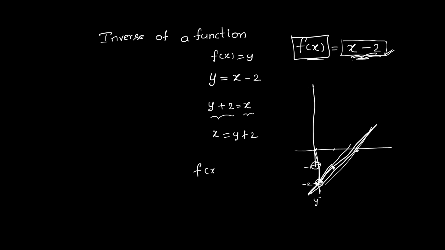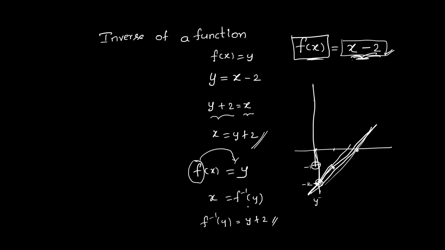If f of x is equal to y, now if this function goes to that side, it will become inverse. So x is equal to f inverse of y. What did we get as the value of x? Y plus 2. That means f inverse of y is y plus 2. Right? It will be very simple.